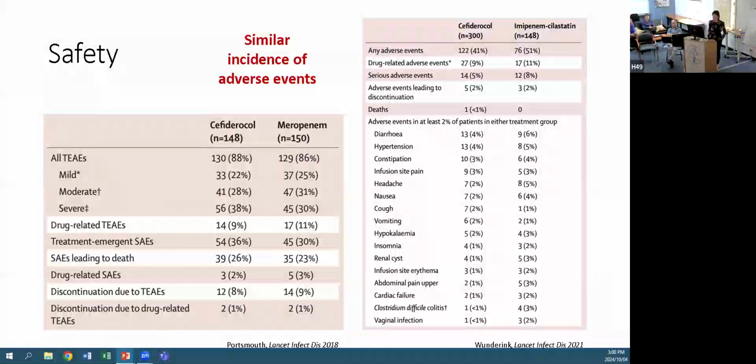The most common adverse events reported across the trials were diarrhea, infusion site pain, headache, and nausea. Elevated liver function tests and hypokalemia have been reported and should be monitored in patients on Cefiderocol. There were no reported laboratory abnormalities to suggest that Cefiderocol interfered with iron homeostasis.